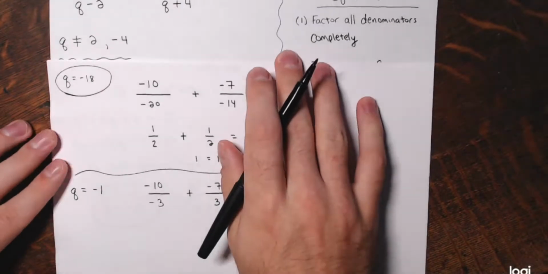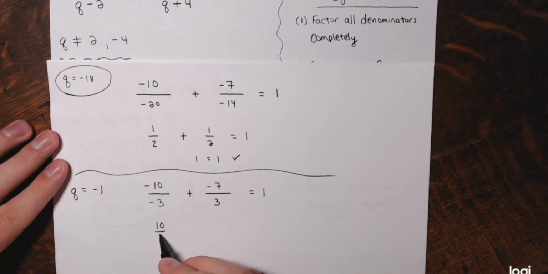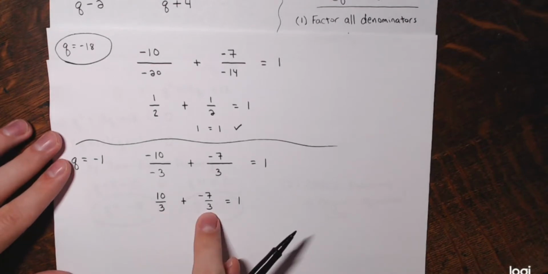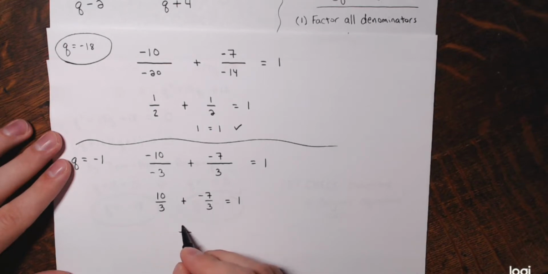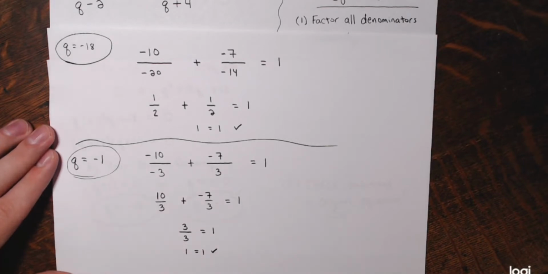Well, let's see. Negative 10 divided by negative 3 would be positive 10 thirds. Plus, and then we have negative 7 thirds. And these are fractions with the same denominator, so I can put them together. 10 plus negative 7 in the numerator. 10 plus negative 7 is 3, and we're getting 3 over 3 equals 1, or 1 equals 1. Check, that works. So Q equals negative 1 is also a valid solution to our original equation.